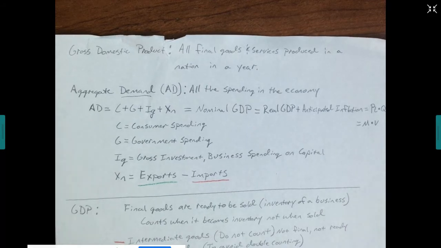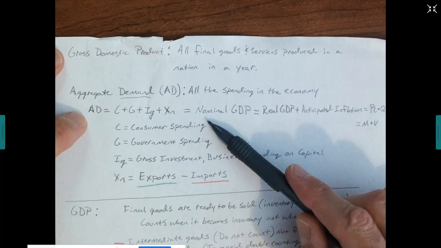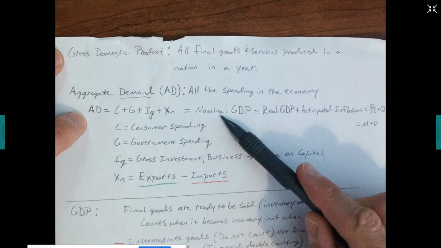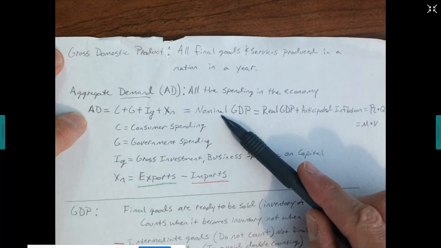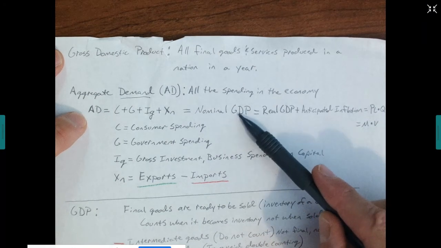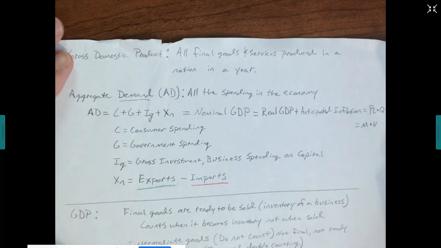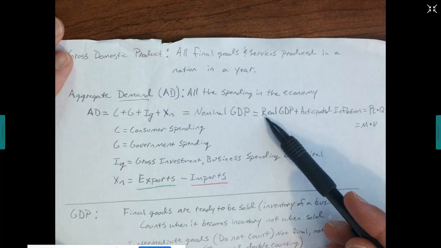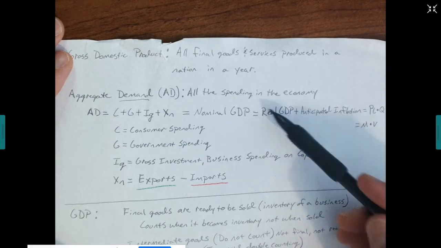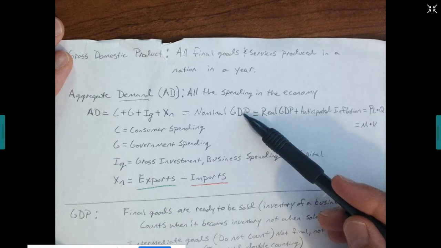You can also look at this and say that this spending is going on in today's dollars. Whatever it is for today's dollars is considered to be nominal. So nominal GDP, today's dollars, or spending for our goods and services, represents the demand for our economy as a whole. Now, real GDP plus the anticipated inflation will help us determine what nominal GDP is, but we'll take a look at that in a second.